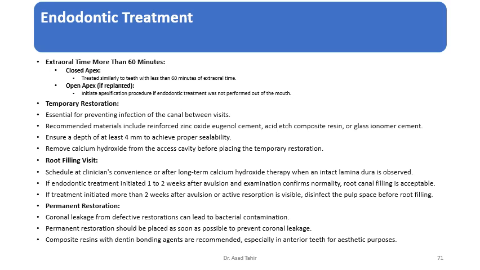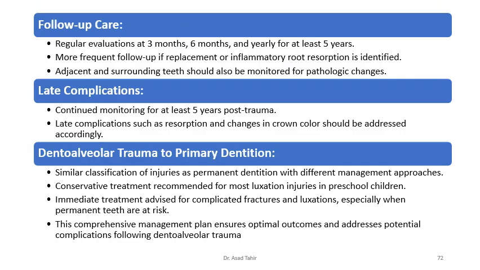Permanent restoration should be placed as soon as possible to prevent coronal leakage. Composite resins with dentin bonding agents are recommended, especially in anterior teeth, for aesthetic purposes. Follow-up care. Regular evaluations at 3 months, 6 months, and yearly for at least 5 years. More frequent follow-up if replacement or inflammatory root resorption is identified.